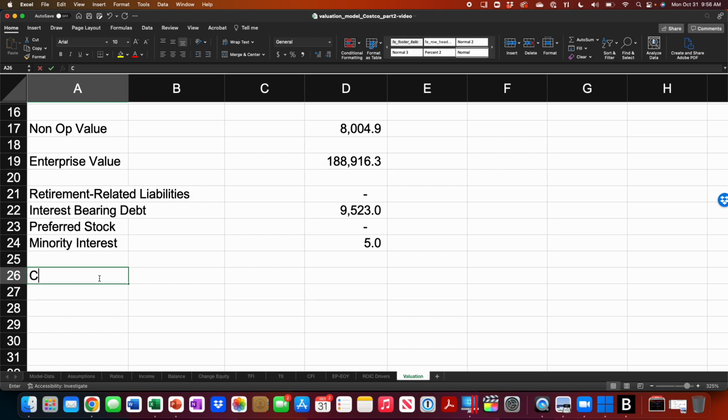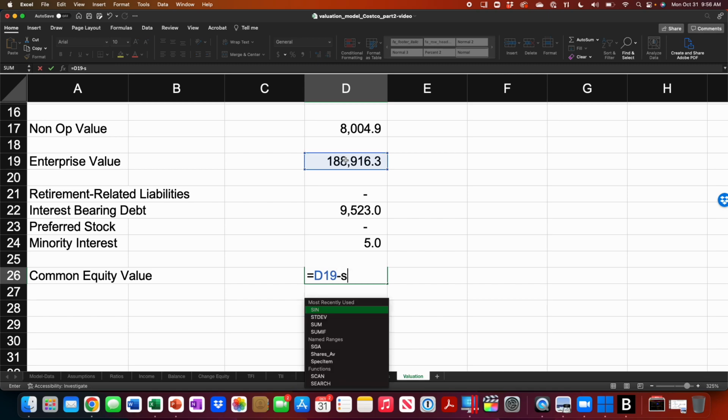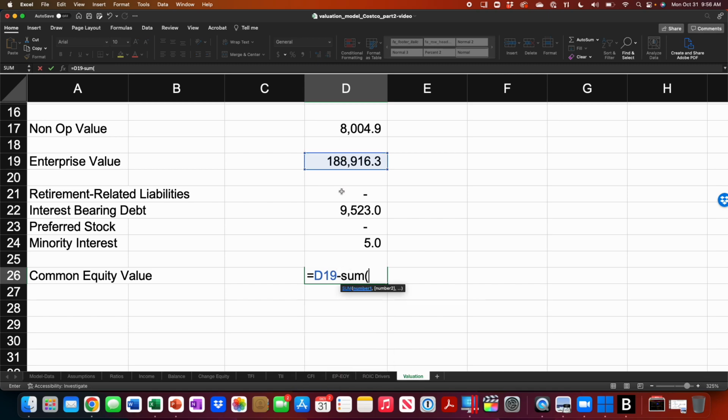And subtract them, I would then get a common equity value, which equals the enterprise value minus the sum of those four. 179,388.3 million. Okay, questions about any of that? Make sense? Able to follow along on that? So pretty simple at this point.